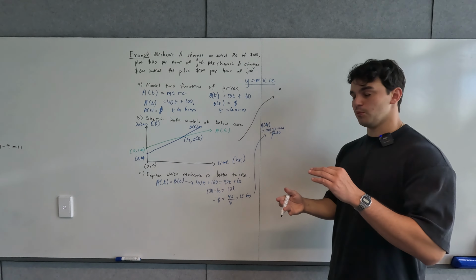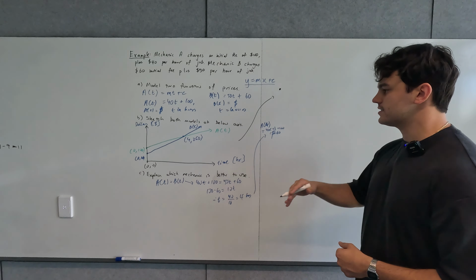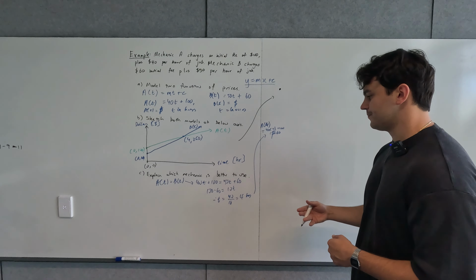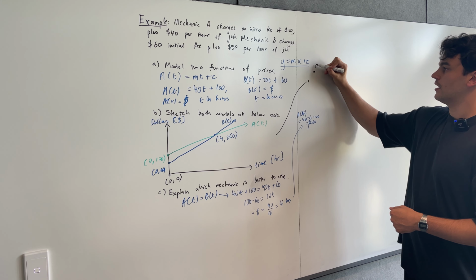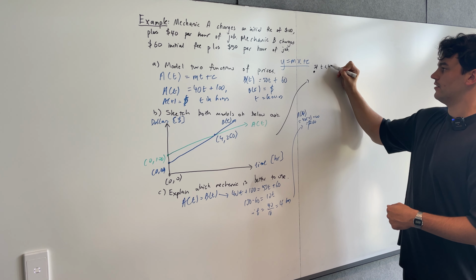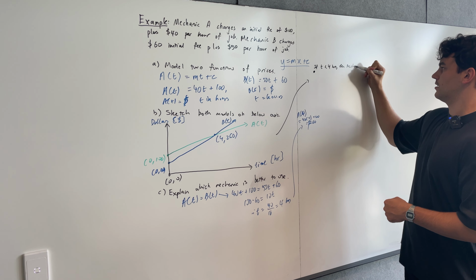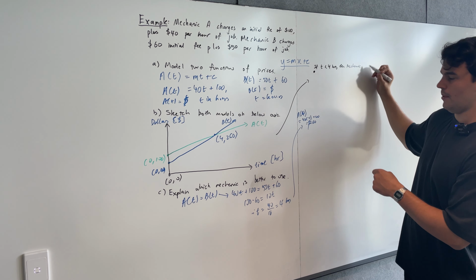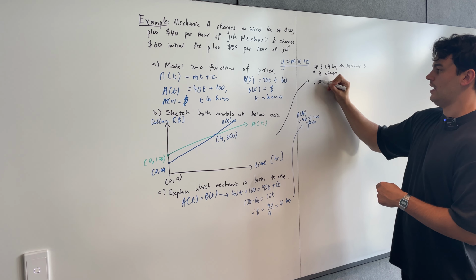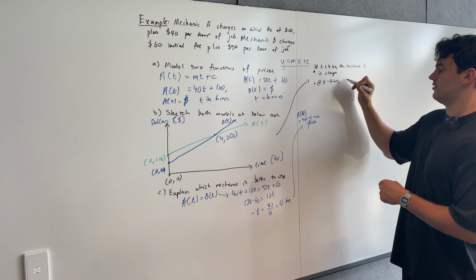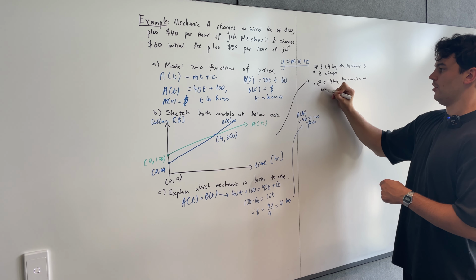A lot of people want to write big blurbs when it comes to explain questions. I'm not really like that. Dot points, one for each mark, pretty much. Now, explain which mechanic is better. So I'd say if time is less than 4 hours, then mechanic, which one's cheaper? B is cheaper. And I'll say at t is equal to 4 hours, mechanics are both same cost.